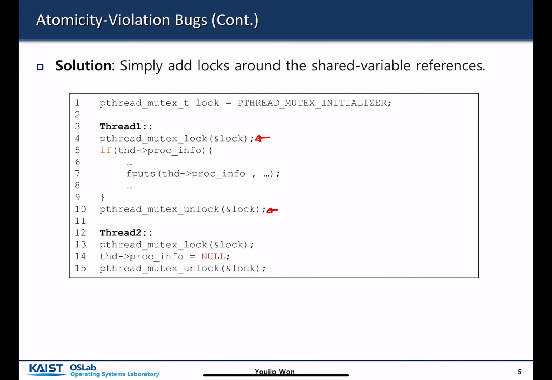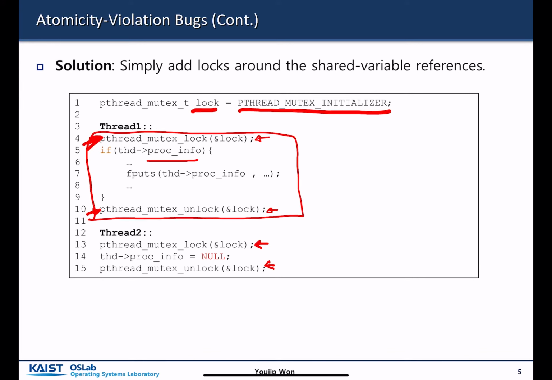So you define a lock, and of course you initialize it, and before you check the condition of whether the proc info is not null or not, you acquire the lock, and after you're done, you release the lock. Of course, at the same time, in thread 2, when you assign the null value to the proc info field, you first have to acquire the lock and then release the lock. By wrapping the critical section of the code with the lock, you can ensure the atomicity of the access to the shared variable.